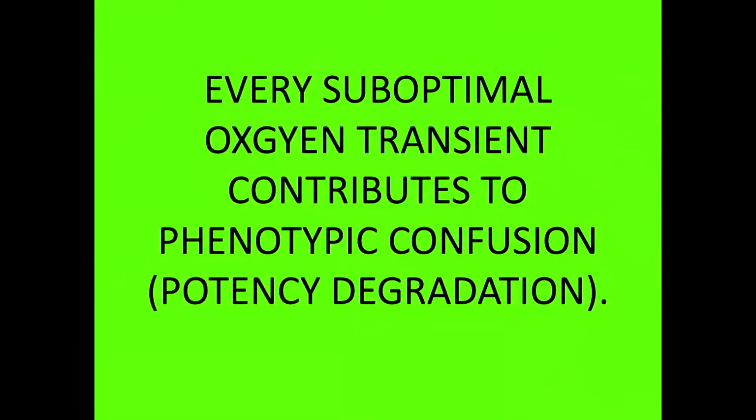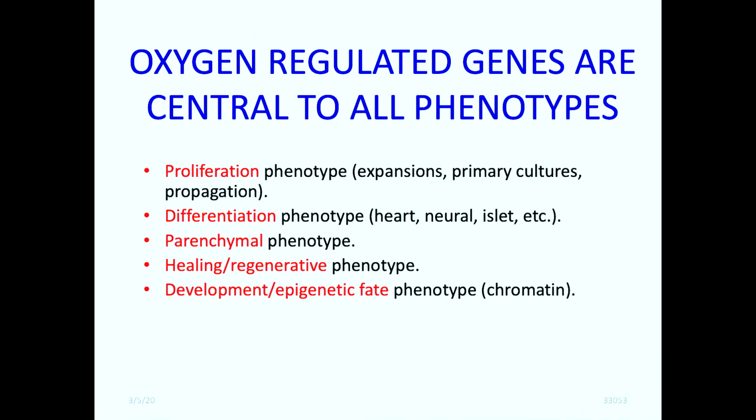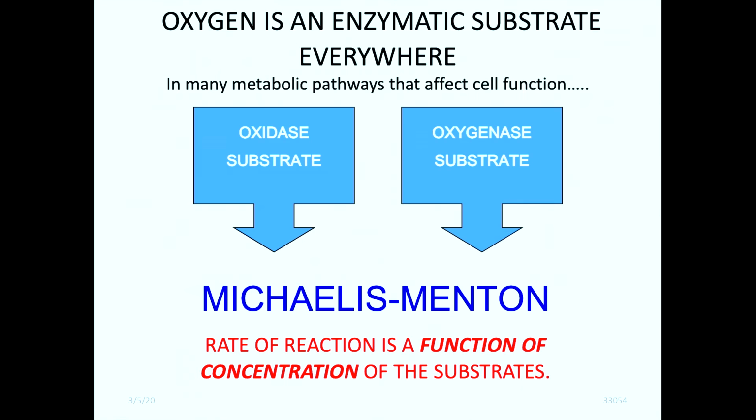So, running out of time, aren't I? I would say every suboptimal oxygen transient contributes to phenotypic confusion. I'm going to call it phenotypic confusion, something a little bit unusual, and it results in potency degradation. There's a huge amount of the genome that's affected by oxygen concentration. And the oxygen concentration is active in the epigenetic and in the transcriptional realms of gene expression. So these oxygen-regulated genes are virtually everywhere.